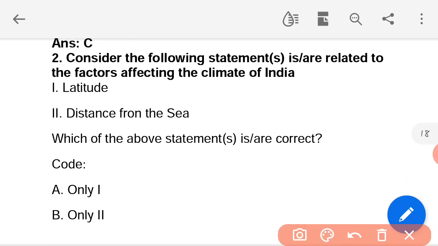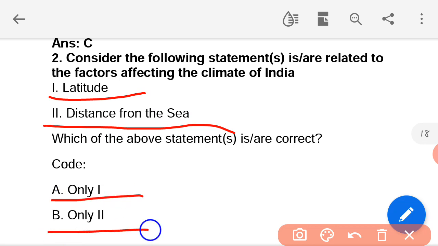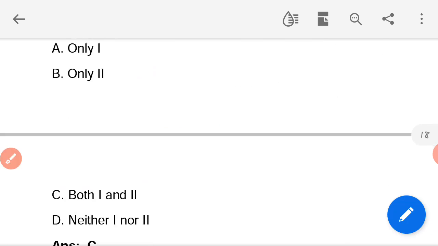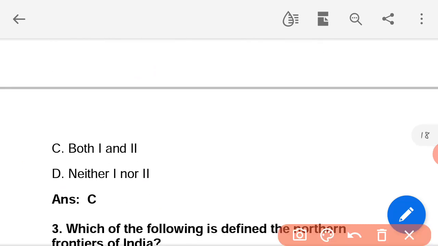Consider the following statements related to the factors affecting the climate of India. I, latitude. II, distance from the sea. Which of the above statements is or are correct? Code. Option A, only I. Option B, only II. Option C, both I and II. Option D, neither I nor II. Right answer is option C, both I and II. Next question.